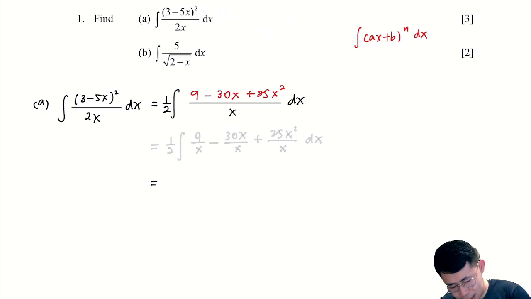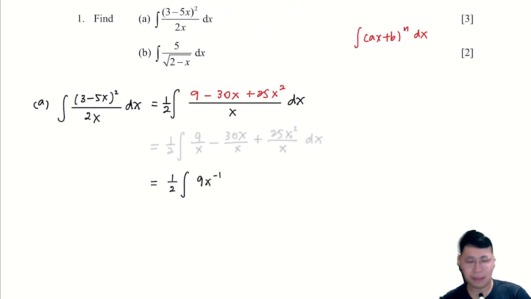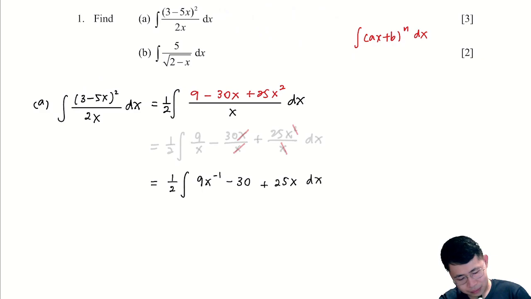Now let us take a look at how we analyze this. We have 9 over x, which I will leave there, or if you want, you can write 9x to the power of negative 1. Now for this one, we have 30x over x, so we can cancel these two terms, and this will be just minus 30. Last but not least, we have x squared divided by x, so this would be just plus 25x dx. Next, with the half on the outside, I think we are ready to integrate.